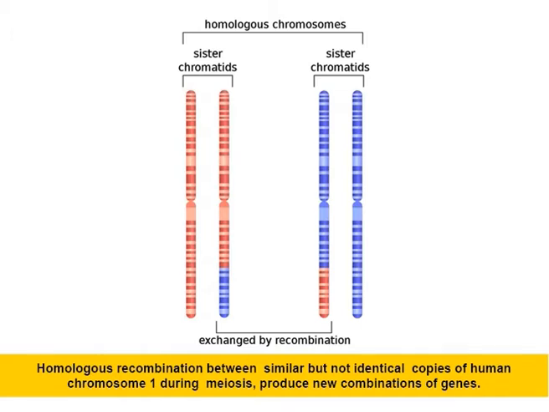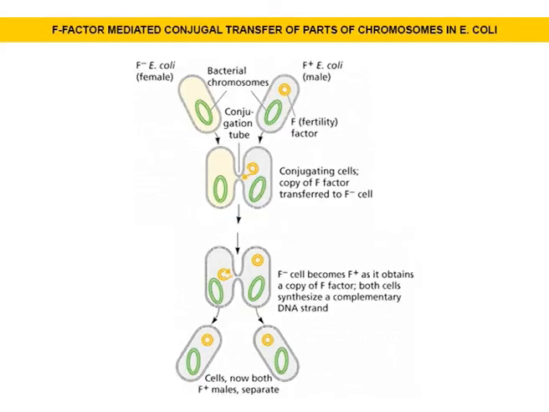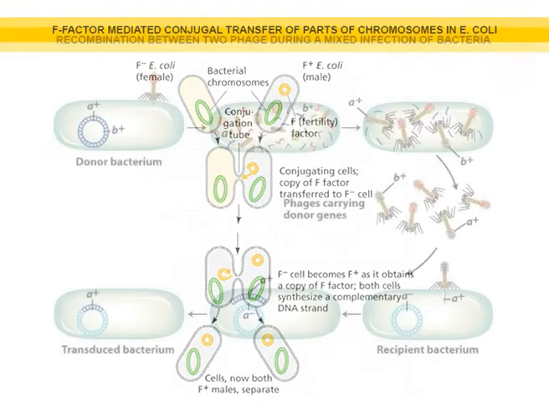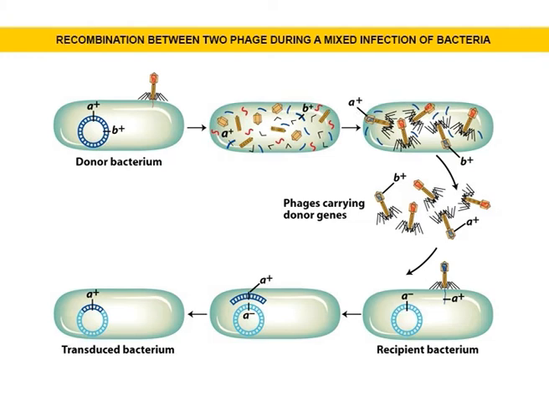As you can see in this figure, homologous recombination occurs between similar but not identical copies of the human chromosome 1 during meiosis, which produces new combinations of genes. General recombination also occurs in non-sexual organisms when two copies of a chromosome are present. Examples are recombination during F factor mediated conjugal transfer of parts of chromosomes in E. coli, and recombination between two phage during a mixed infection of bacteria.